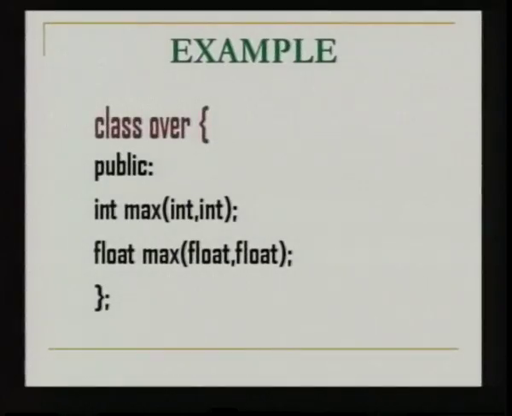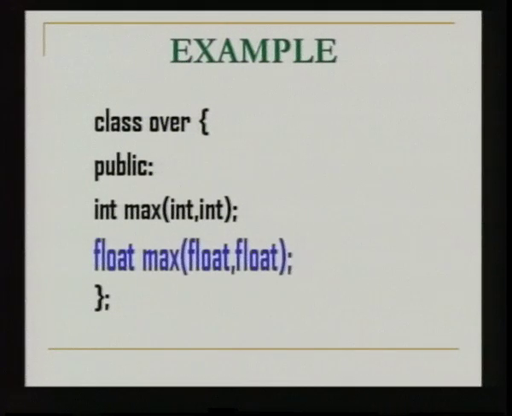We will see an example for function overloading. Here you have the class which is called over. You have 2 functions defined under the public section, that means they are visible to all the other objects, classes and functions. One function has an integer type value to be returned. The name of the function is max. It is carrying 2 integer variables, int and int.